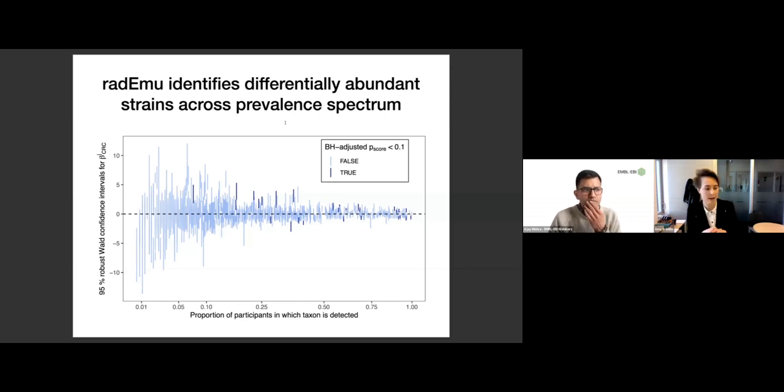And so what we did in RADEMU is we used 2 types of hypothesis tests with slight modifications. There are also what are called robust Wald tests and robust score tests. These are equivalent to Wald and score tests, but they're more flexible with respect to the mean variance relationship that's assumed in your data. They make fewer restrictions, and they give you valid p-values under more general settings.